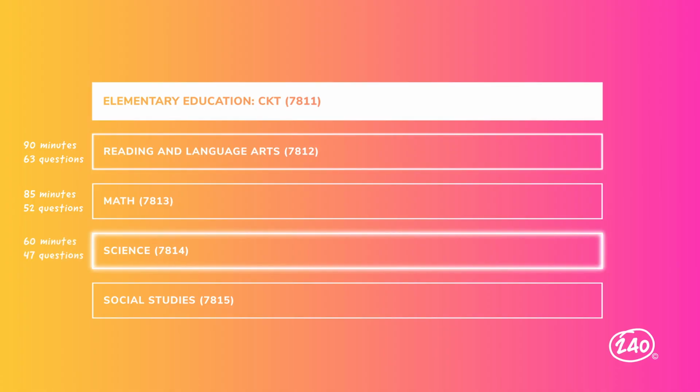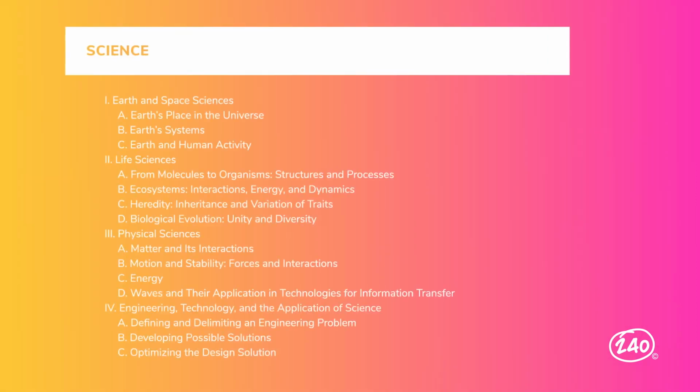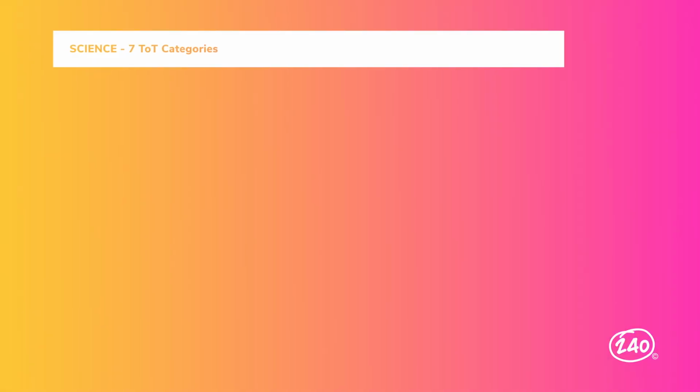Science is up next. The science subtest is made up of 47 questions, and you'll have an hour to complete it. It's made up of 4 categories: Earth and space science, life science, physical science, and engineering, technology, and the application of science. Now, prepare yourself, because the science exam has 27 TOTs. That's so many we can't even fit them all on the screen. So let's just focus on the 7 TOT categories instead.